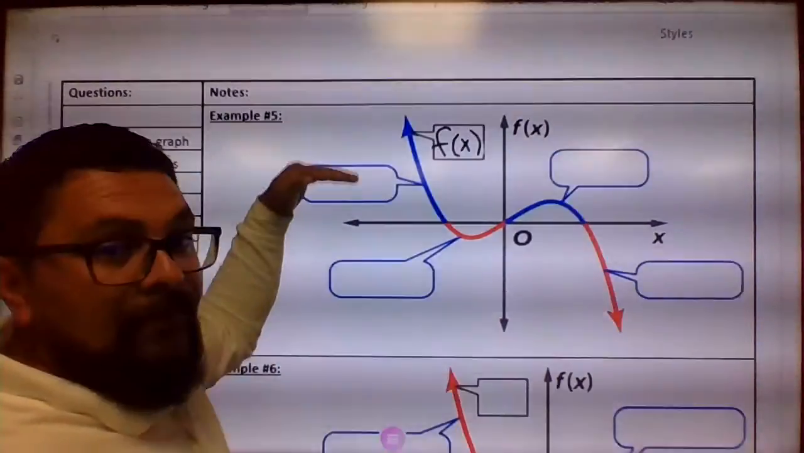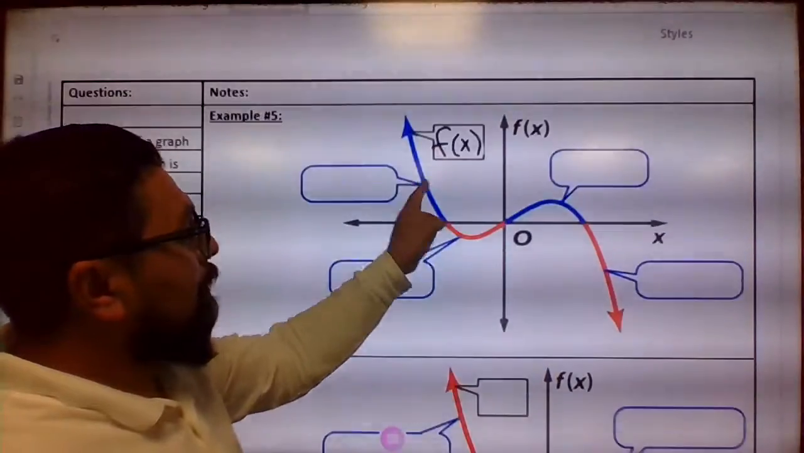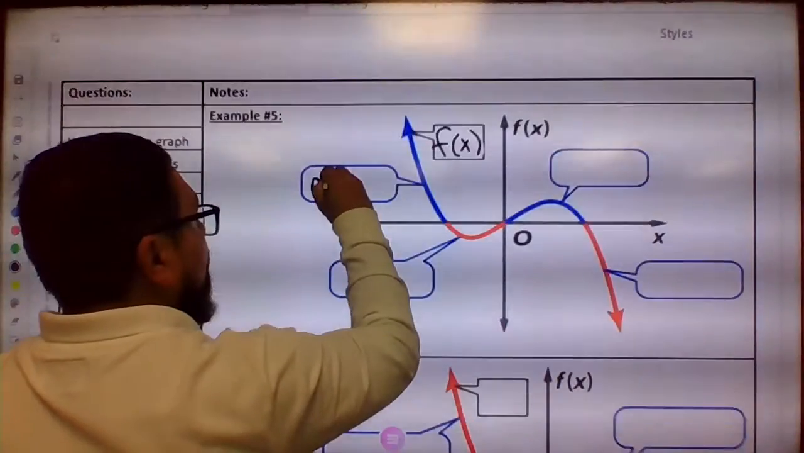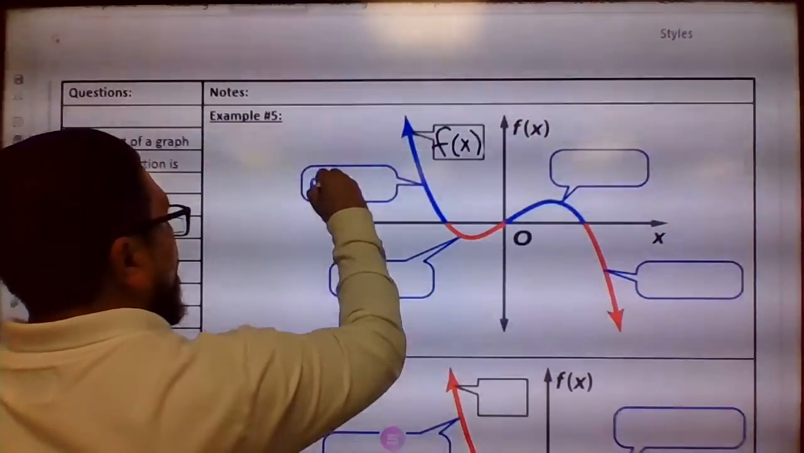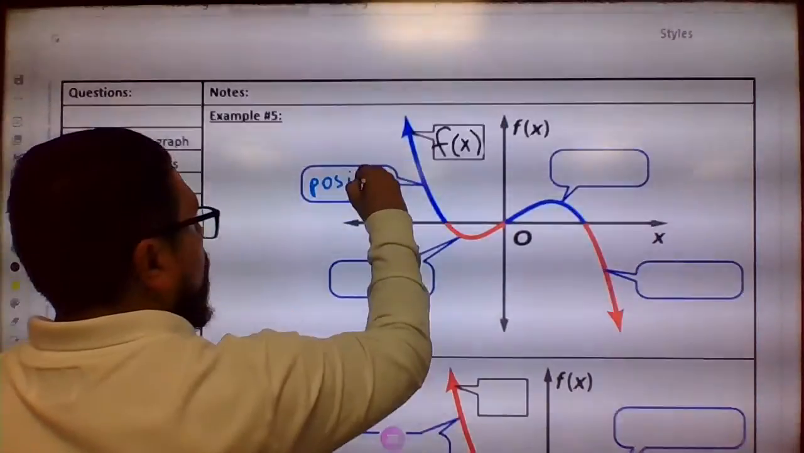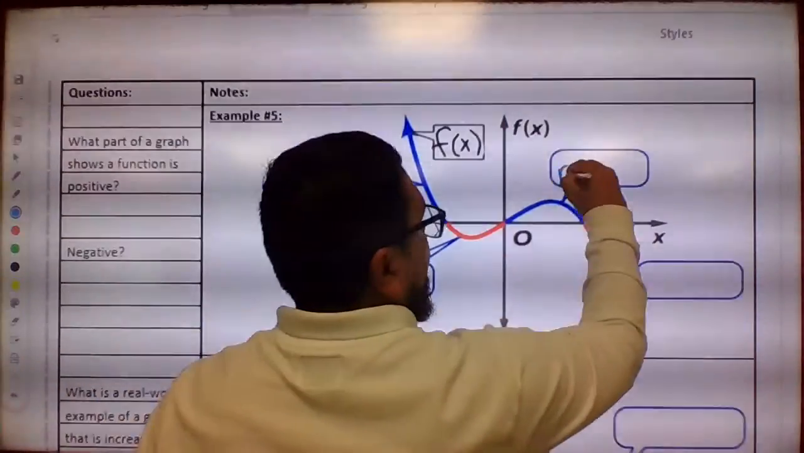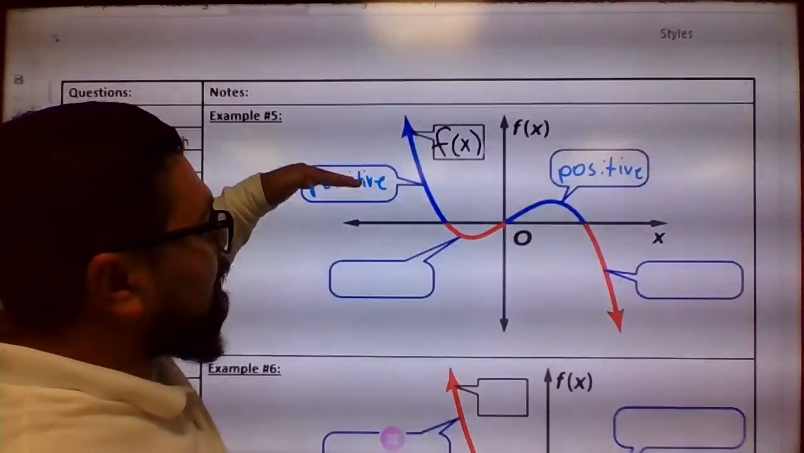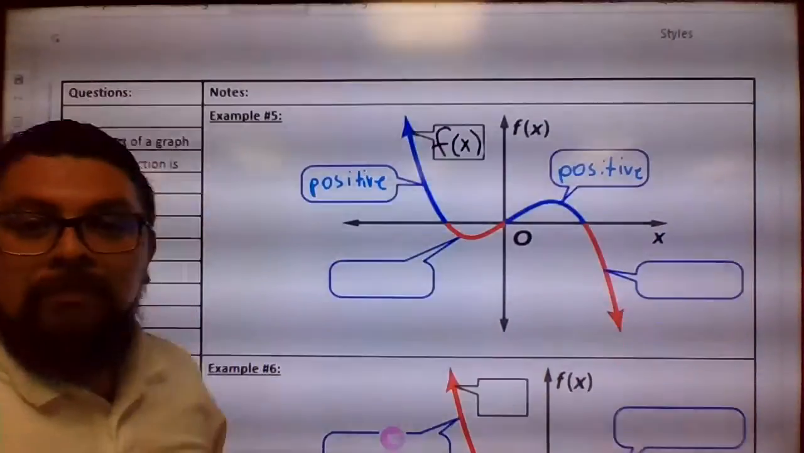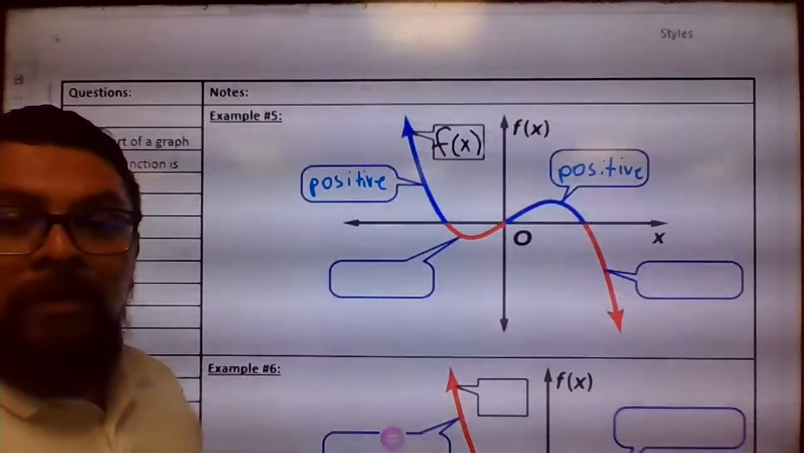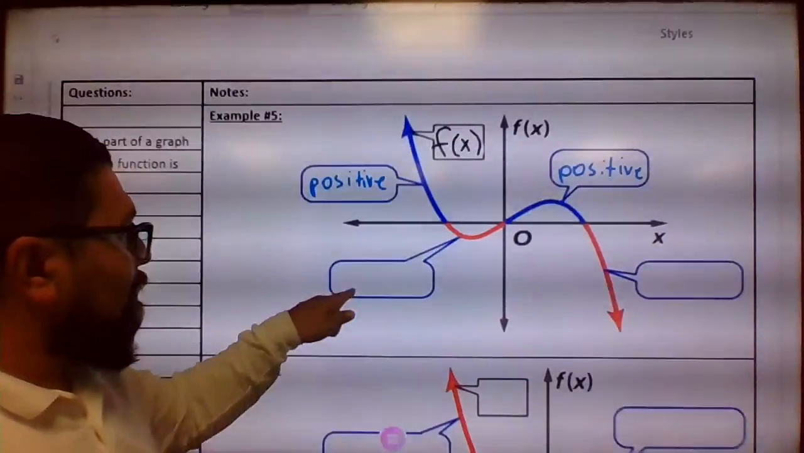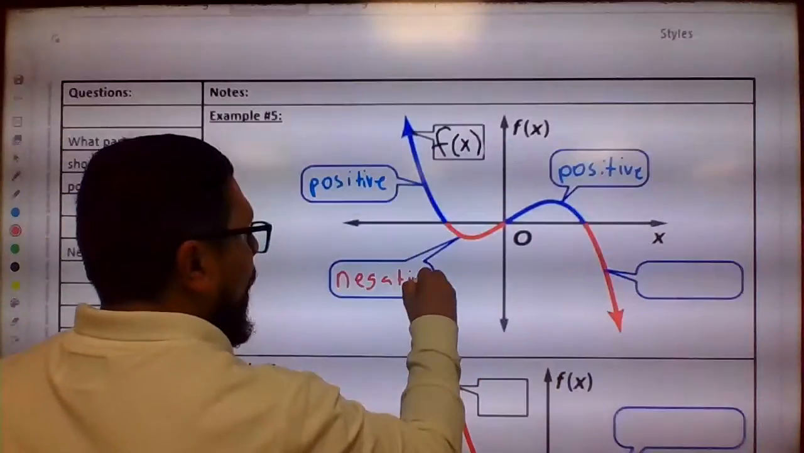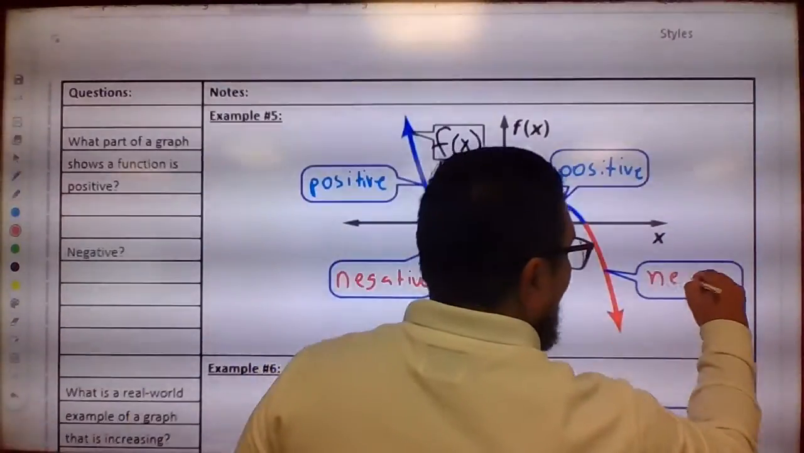Anytime a graph like this one is on the top side of the x-axis, this blue part and this blue part, it is a positive graph. If it's on top of the x-axis like this, it's a positive graph. This one right here is below the x-axis, so this is negative. This is the negative part, and this is the negative part.